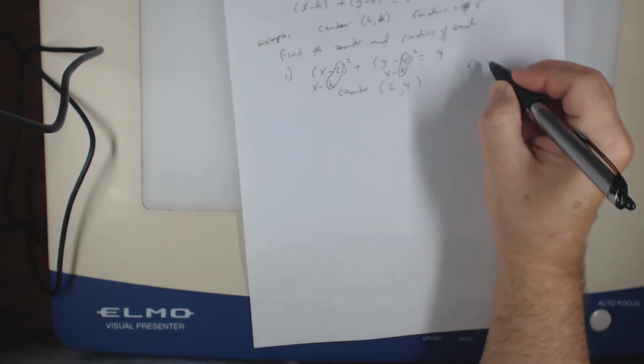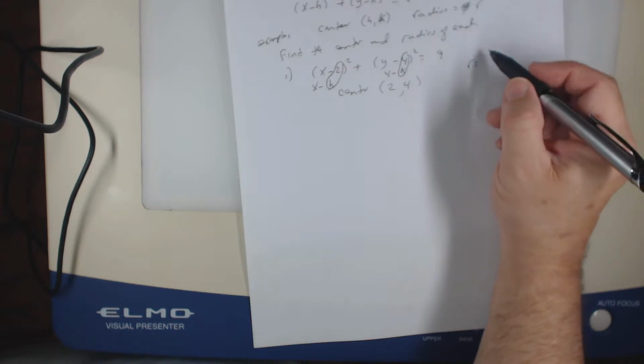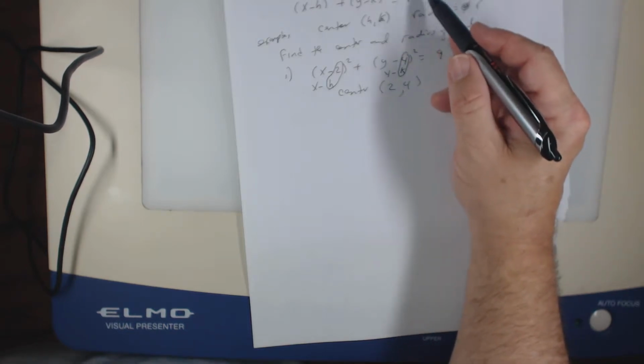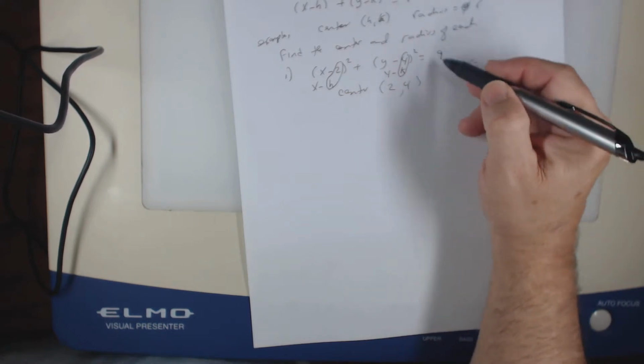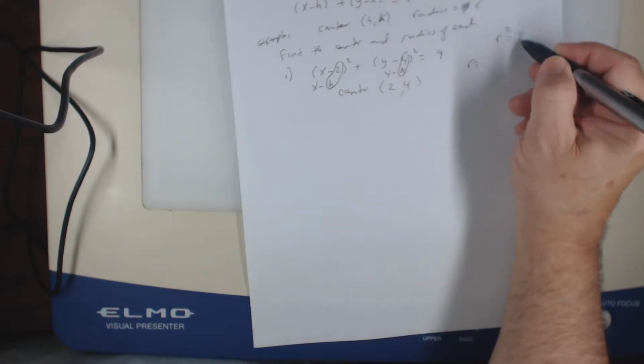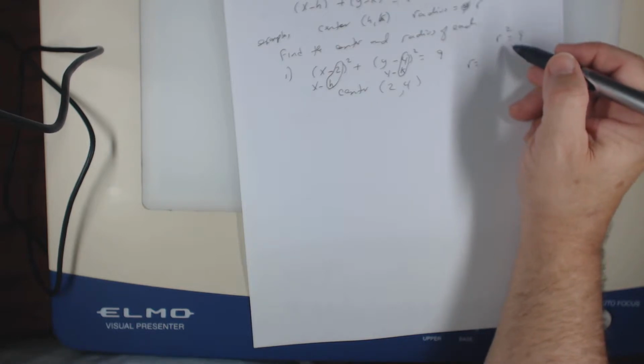Now the radius, what do you think the radius is? 3. Because remember, this number is r squared. So 9 is r squared, correct? And so to get r by itself, you take what of both sides? Square root. You learned about the square root property.